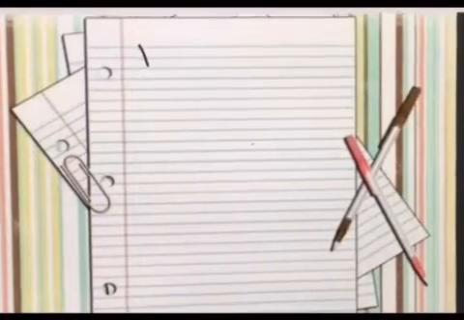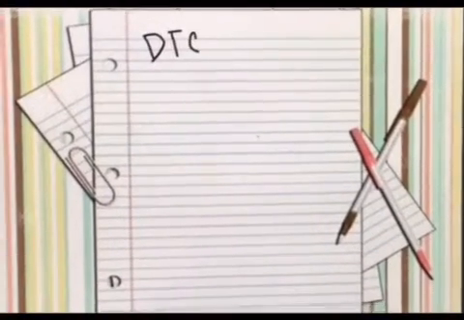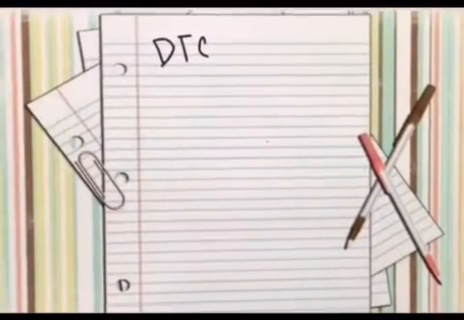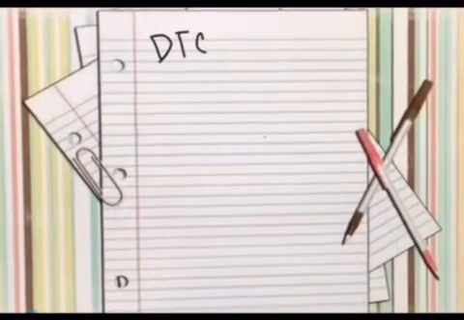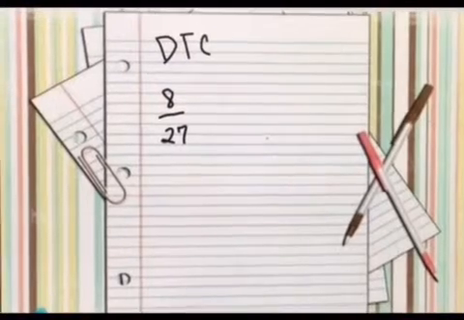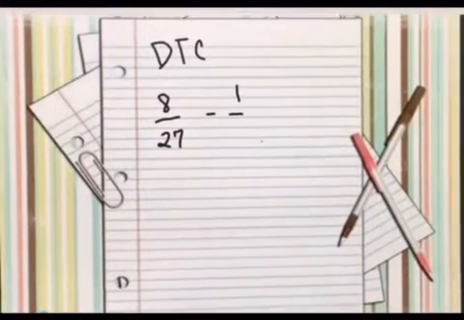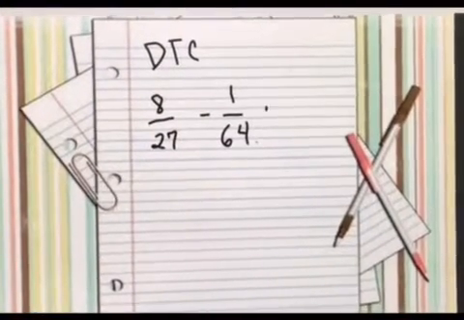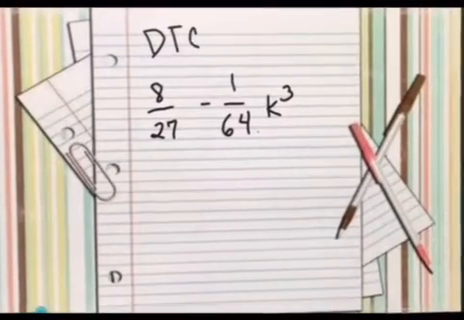All about factoring, and we're going to focus on DTC, or difference of two cubes. Our first problem is (8/27 minus 1/64k^3), raised to the third power.